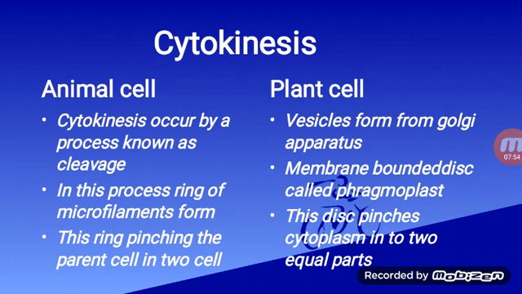Now move towards the cytokinesis. The cytokinesis process is different in animal and plant cells. In animal cells, cytokinesis occurs by a process known as cleavage. In this process, a ring of microfilaments forms. This ring is responsible for pinching the parent cell into two cells. In plant cells, vesicles form from the Golgi apparatus, forming a membrane-bounded disc called the phragmoplast. In plant cells, the phragmoplast disc is responsible for dividing the cytoplasm into two equal parts.